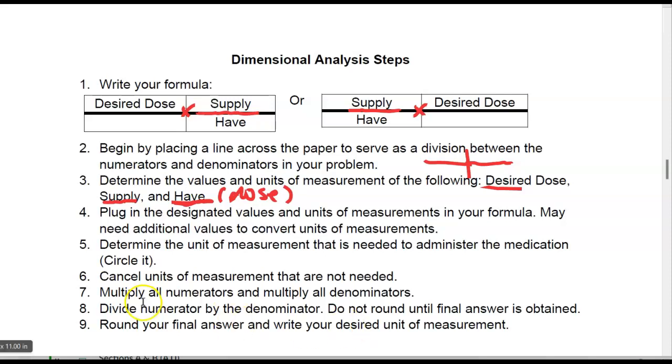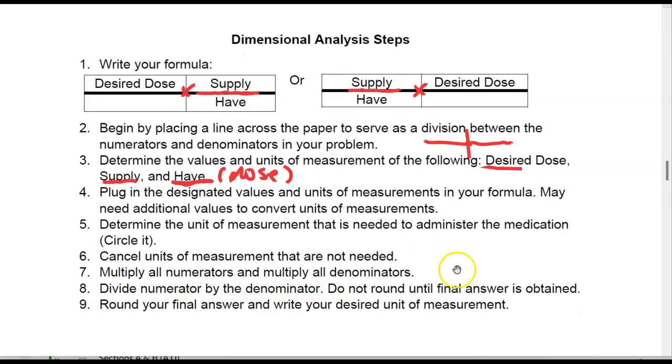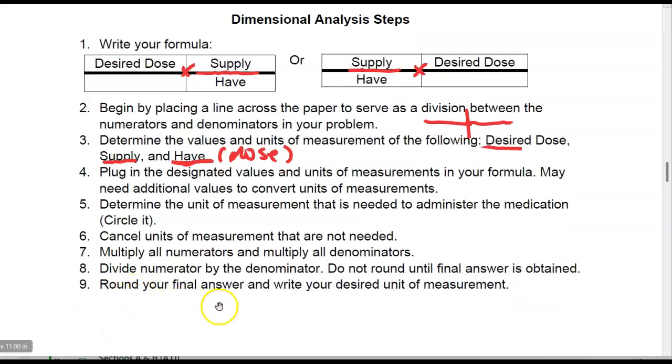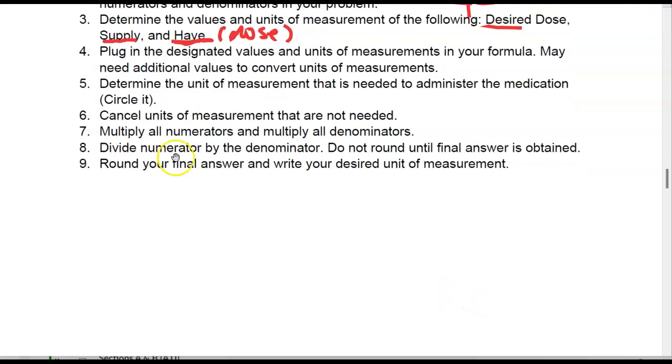After you do that, you multiply. So step number 7, multiply all the numerators and then multiply all denominators. Then step number 8, you divide the numerator by the denominator. But do not round until your final answer is obtained. And lastly, step number 9, you round your final answer and write your desired unit of measurement.